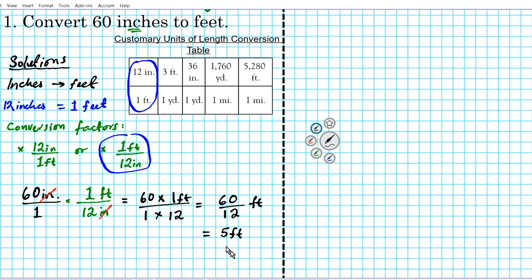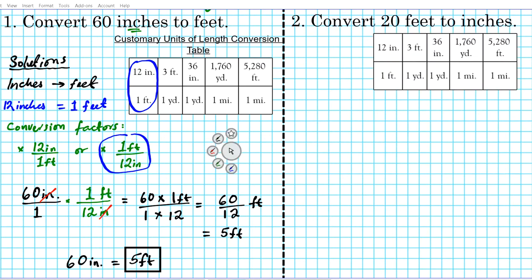So there goes the answer. Let's write it down. Solution: 60 inches is equal to 5 feet. Let's go ahead and box our answer. Okay, let's take a look at another example.